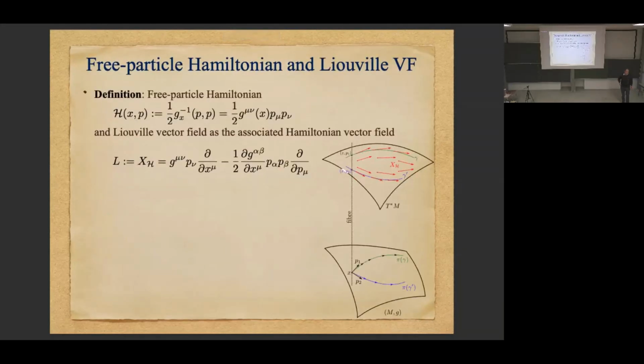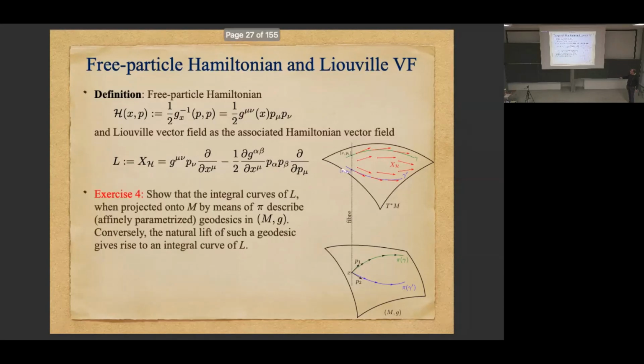Now let's move on and introduce the free particle Hamiltonian. That is the one that will generate the motion of free test particles, say, moving on curved spacetime. The free particle Hamiltonian is just 1/2 p squared. So now the metric comes in: you have the inverse metric at x, and you contract this with p nu. If you work out what the associated Hamilton vector field is, which is called the Liouville vector field in this particular case, you get this expression here.